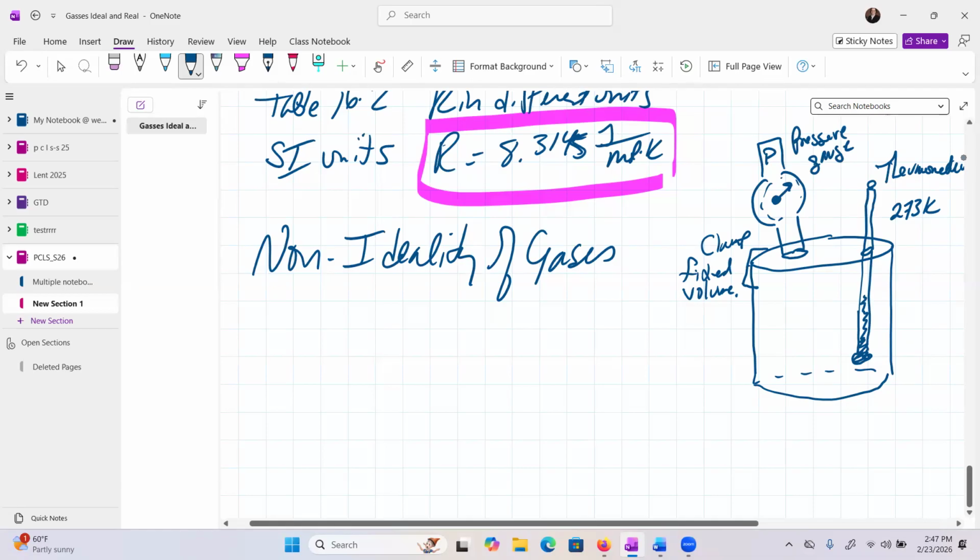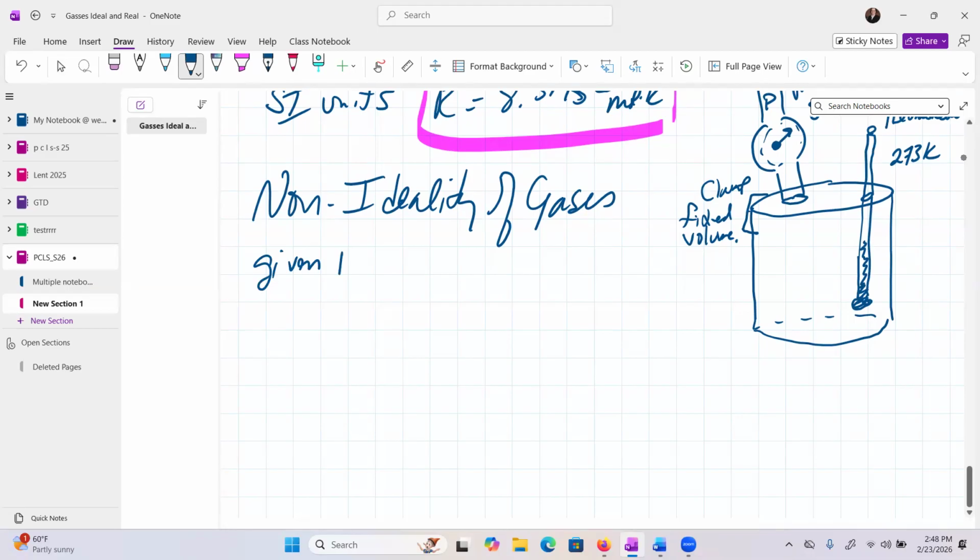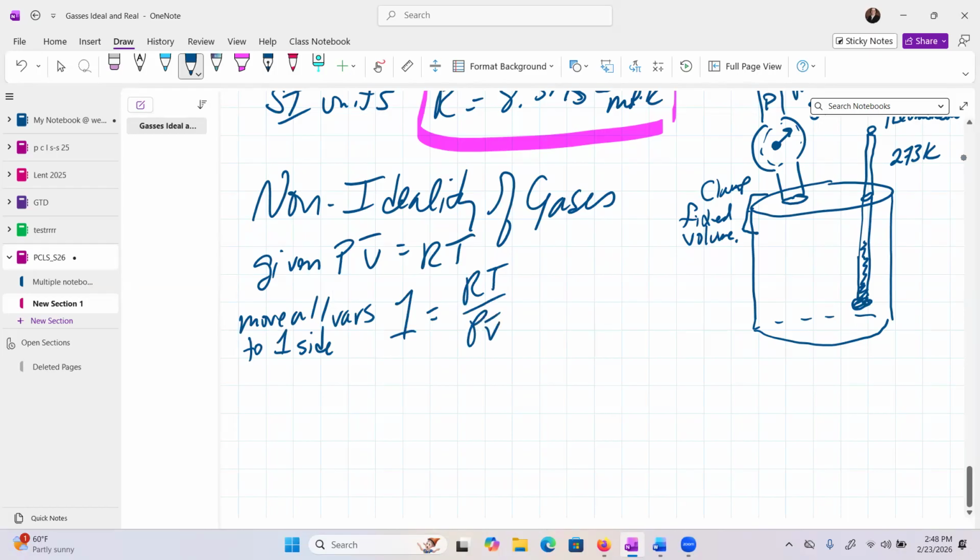So let's start with our favorite equation and check again and see what else we can learn. Bet you never knew you could do all this. Okay, given PV bar equals RT. Okay, now let's move everything to one side of the equation. Move all variables to one side. So if I divide out by PV, what's PV divided by PV? Well, it's 1. So I'm going to have 1 equals RT over PV bar, like so.